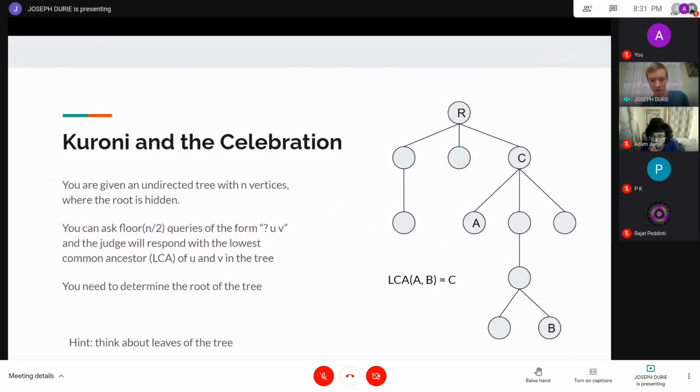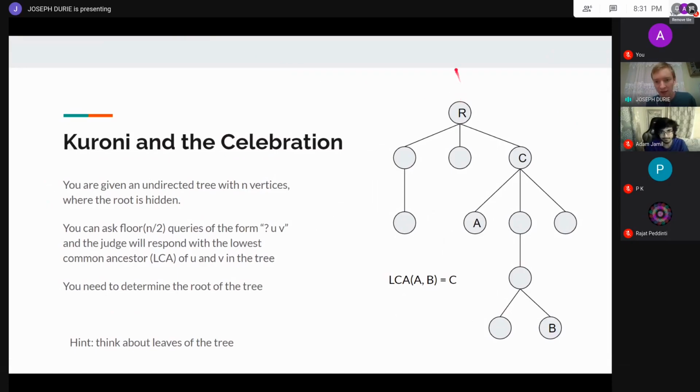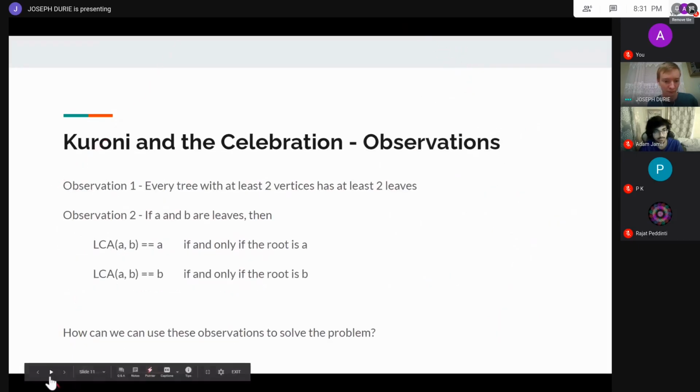No, not necessarily. Because if we added a vertex up here, then your longest path would still be this one, or the one going to B. But the LCA of the endpoints would be this vertex, not whatever one's up here. Oh, right.